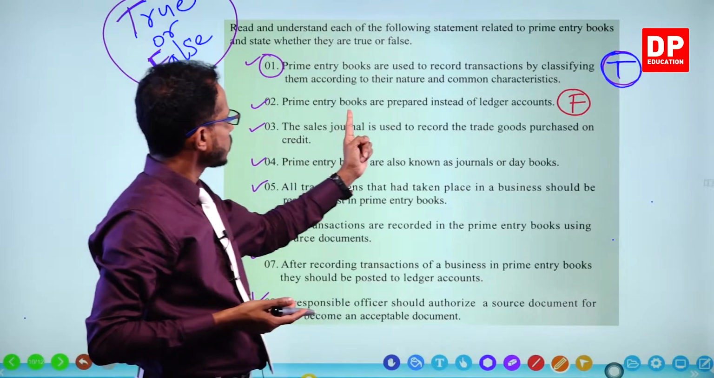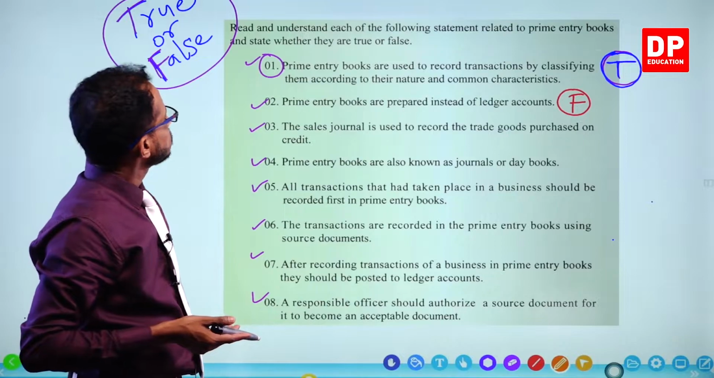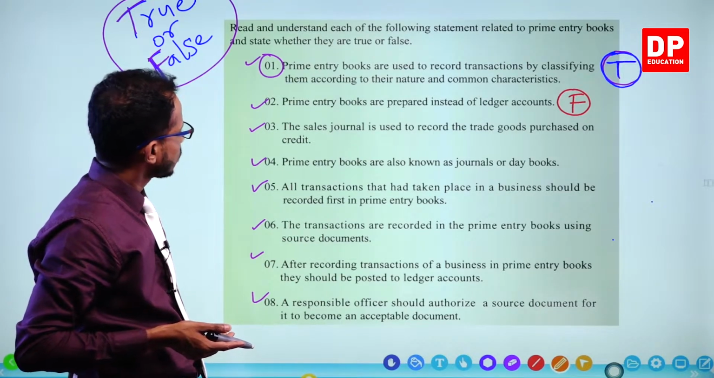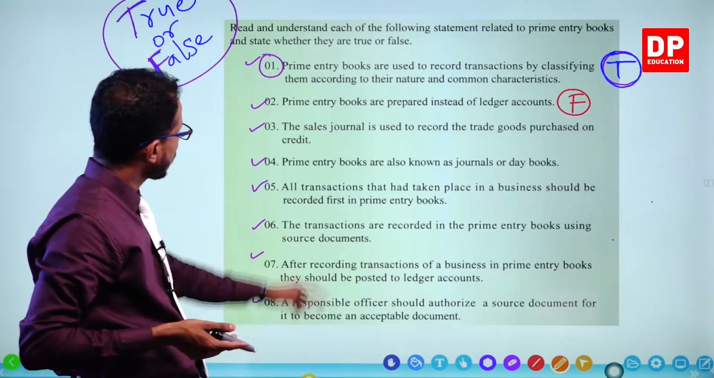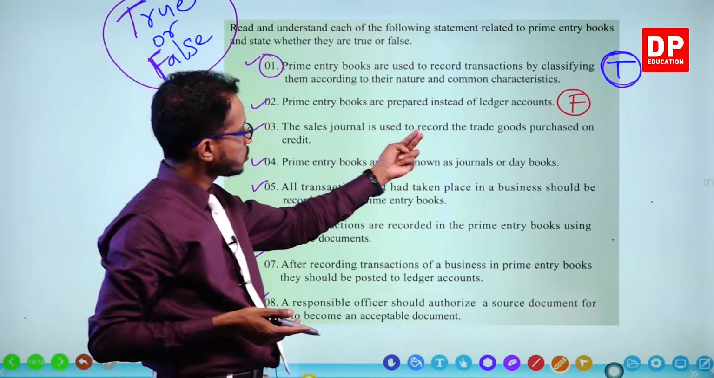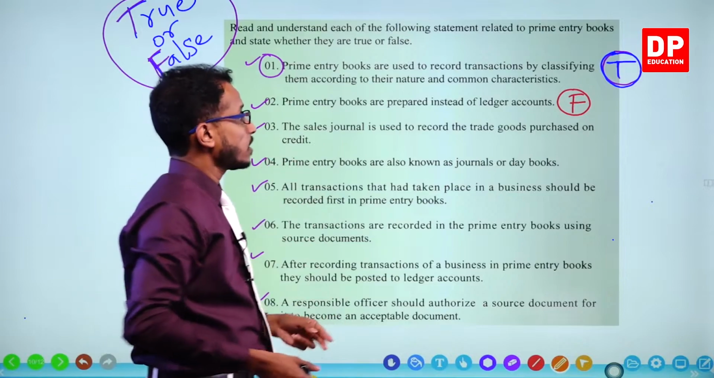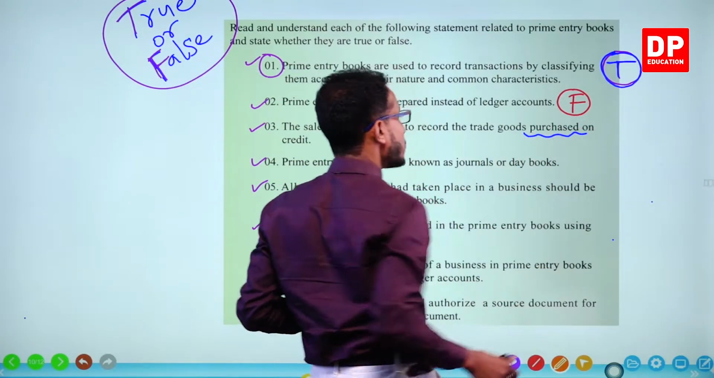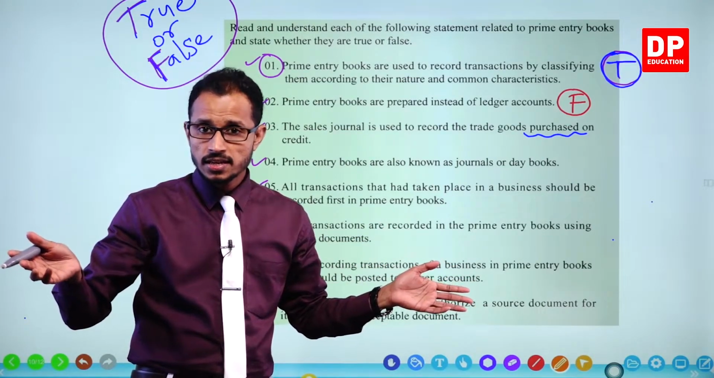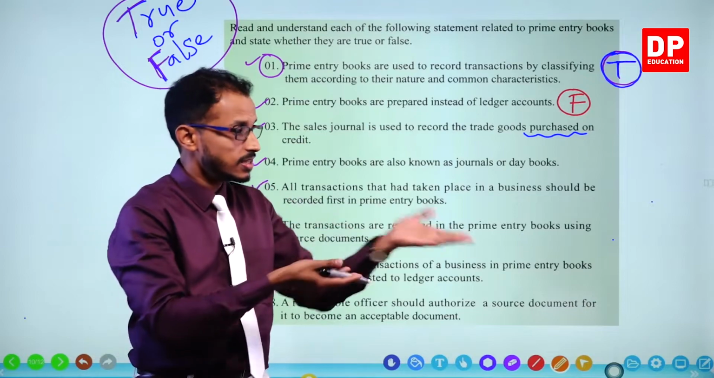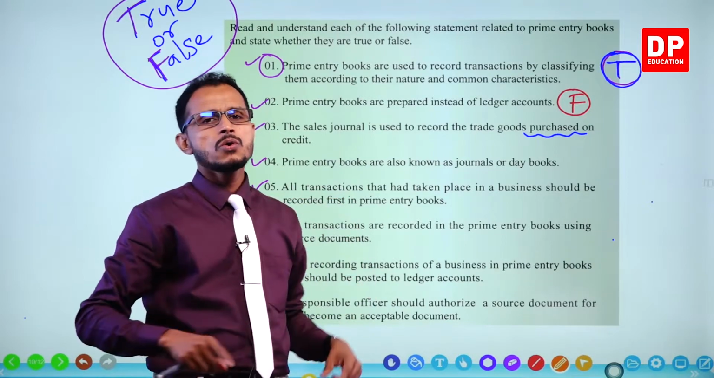The sales journal is used to record the trading goods purchased on credit. Well, what do you say? The sales journal is used to record trade goods purchased on credit. What is that? Purchasing on credit, and those transactions are entered in the sales book? No, it's false.